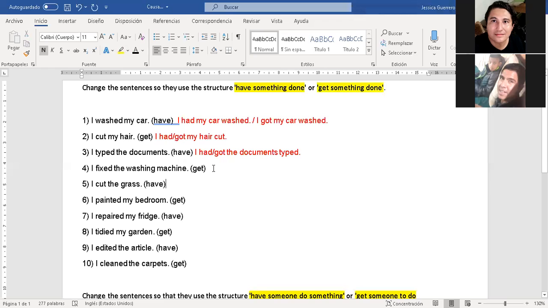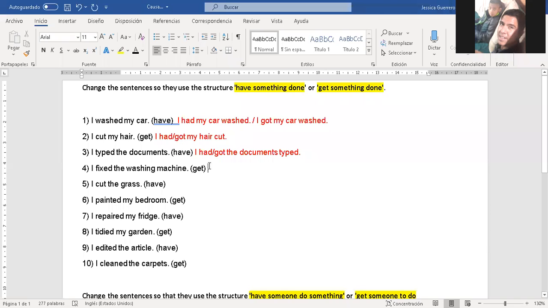All right, so I'm just using the slash to indicate that I can use either one. So if you use had or if you use got, both of them are correct. Okay, so this one would be, I had, or I got the washing machine fixed.